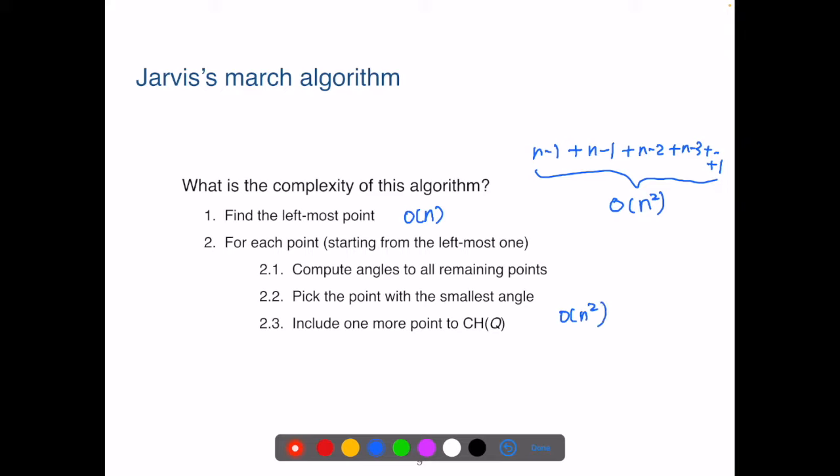However, we can look at the complexity of this algorithm in a slightly more careful way. The algorithm stops as soon as it completes the ConvexHull, when it goes back to the starting point. So the process of selecting the next point only happens h times. So this for loop only iterates h times, where h is the number of points on the ConvexHull. So instead of having a big O of n square complexity, the actual complexity is big O of n times h.